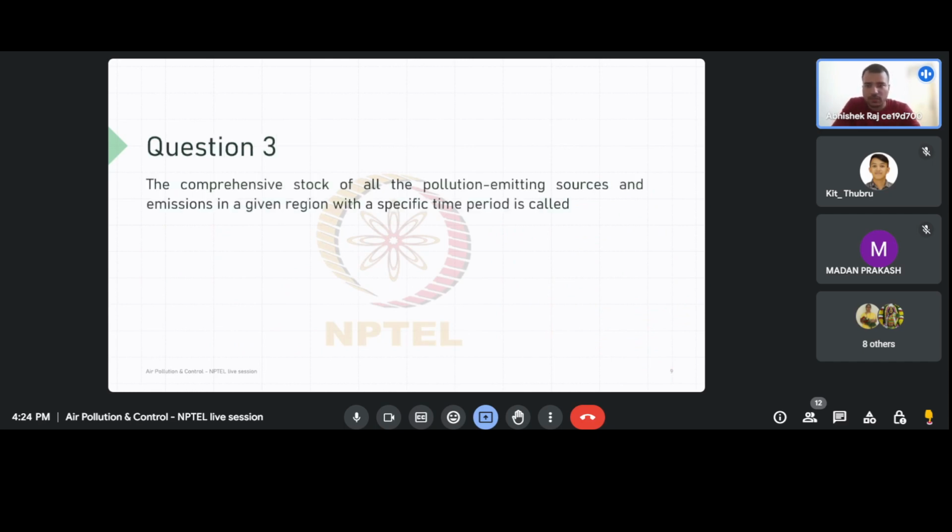Coming to question 3, a relatively easier question now. The comprehensive stock of all the pollution emitting sources and emissions in a given region within a specific time period is called: emission inventory, emission factor, emission correction coefficient, or emission norm.